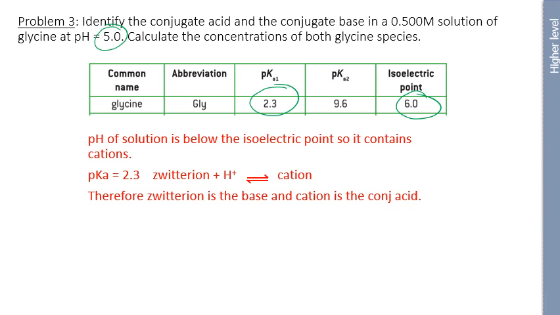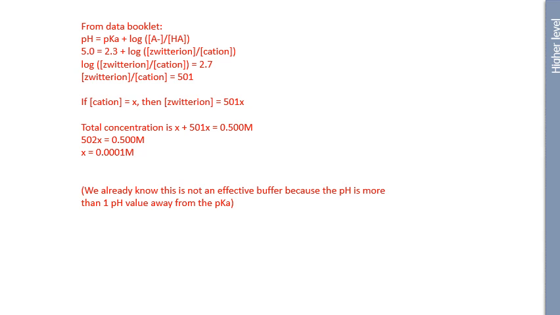So the zwitterion is reacting with a proton to become the cation. Therefore, the zwitterion is the base, and the cation is the conjugate acid. So again, from the data booklet, we plug in the numbers. Okay, so it means that the ratio of zwitterion concentration to cation concentration is 501, quite large.